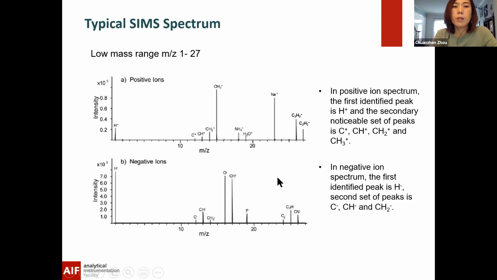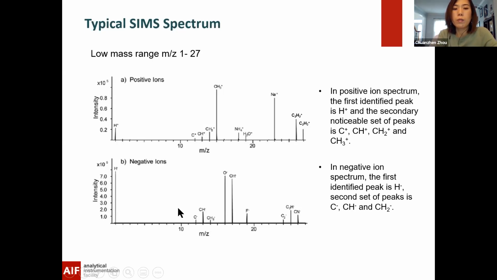So in the typical SIMS spectrum, because a lot of surfaces have many adventitious hydrocarbons, you will see a lot of hydrocarbon fragments. In the positive ions, most likely you will see hydrogen. That's very common. So the first peak appearing in your spectra is hydrogen, and then you can see a set of one carbon cluster, followed by, sometimes, sodium, and then 2 carbon, 3 carbon, 5 carbon.